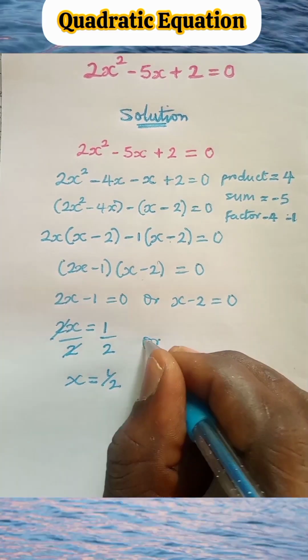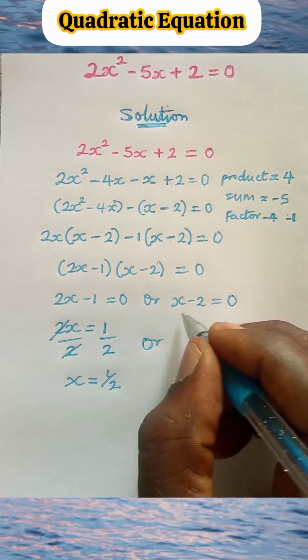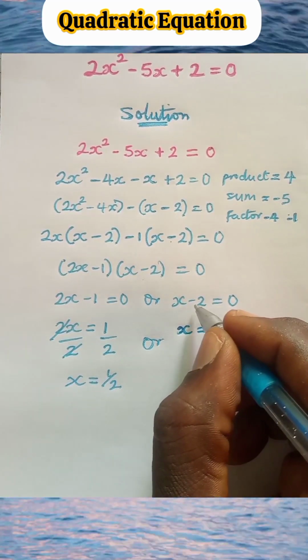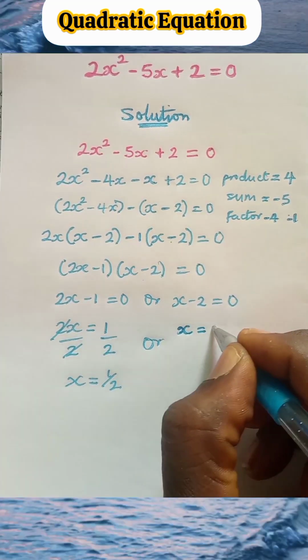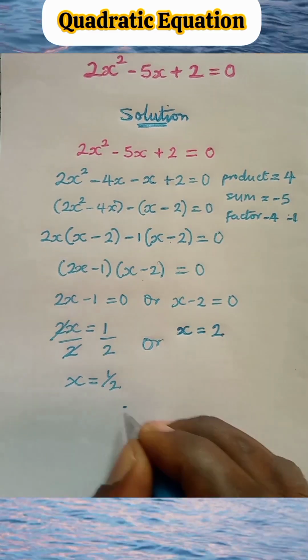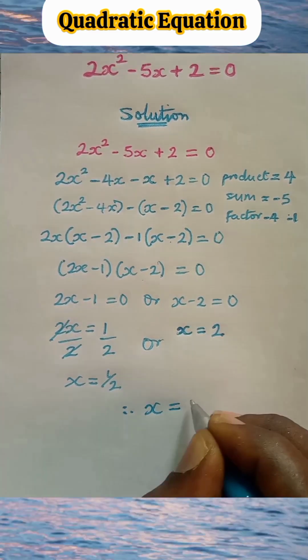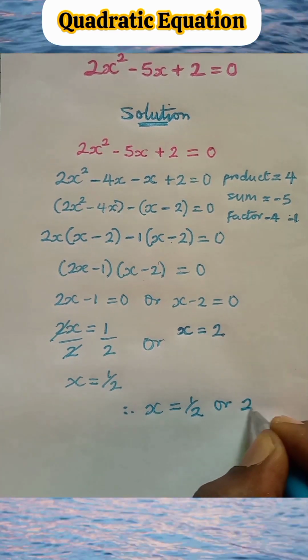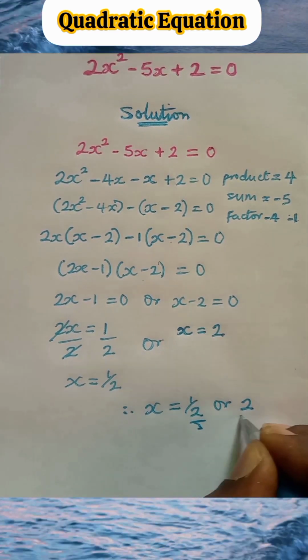At this other end, we have that x minus 2 equal to 0, -2 crosses over to this side, and we have 2. Therefore, x is equal to 1 over 2 or 2, and this becomes the answer and the solution to this quadratic equation.